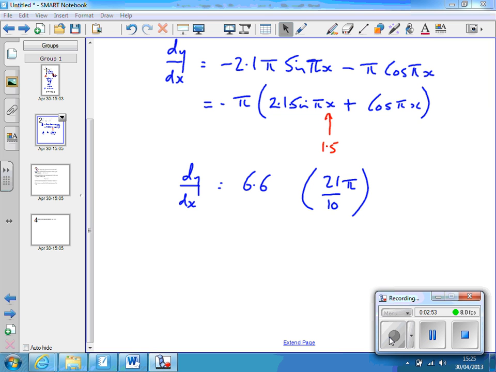So if you put the numbers in, making sure you're in radians, dy by dx turns out to be 6.6, or you could leave it as 21 pi over 10, or 2.1 pi. Any of those answers would do.